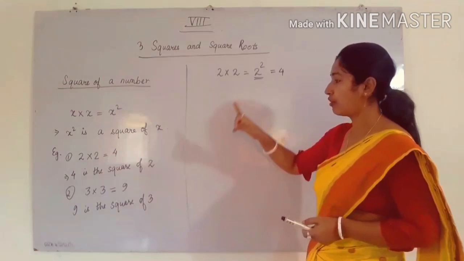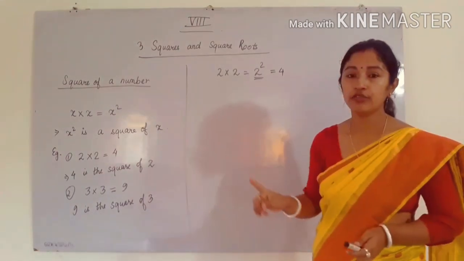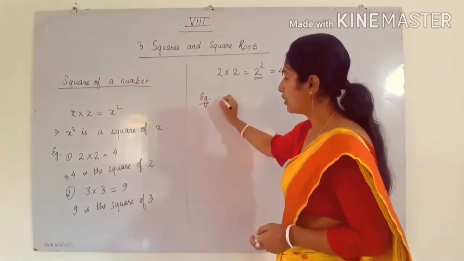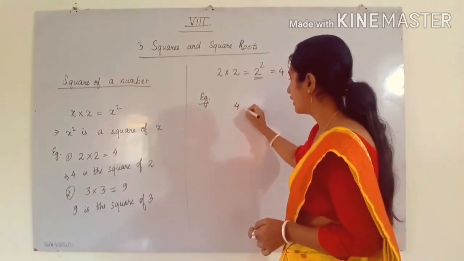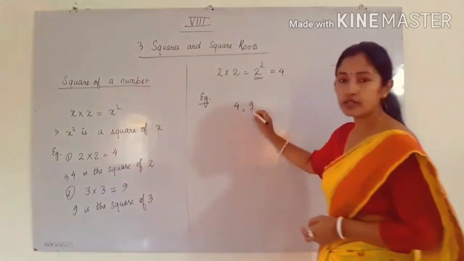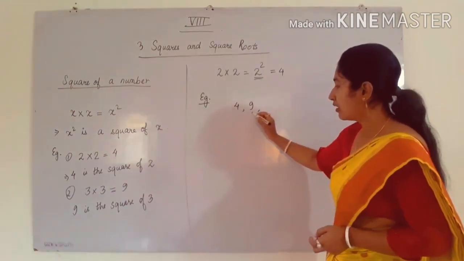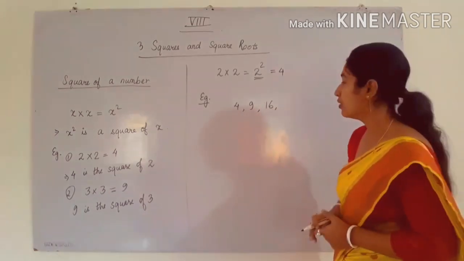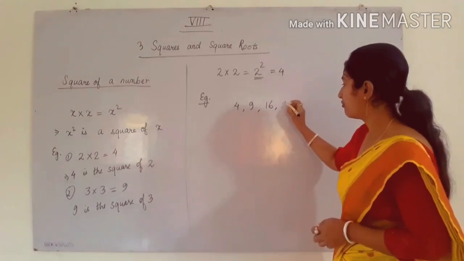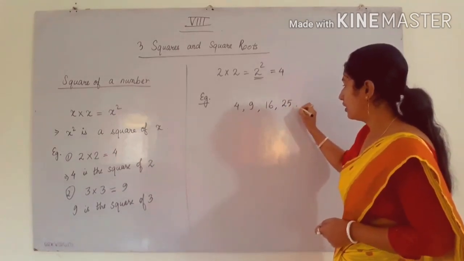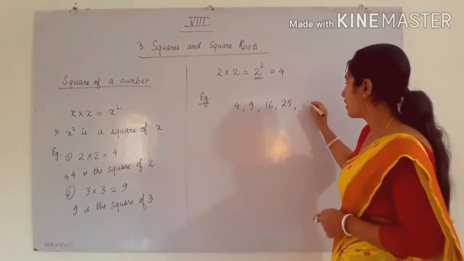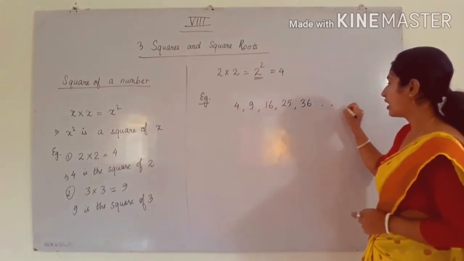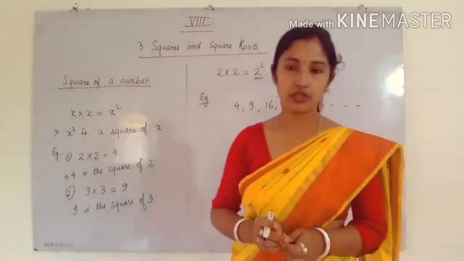So 4 is the square of 2. 9 is the square of 3. Similarly, we have more square numbers. The first one we got was 4. Again we got 9. 9 is a square number. Similarly, the square of 4 will be 16. 16 is a square number. Square of 5 means 25. This is also a square number. Square of 6 is 36. 36 is a square number. Like this we have many square numbers.